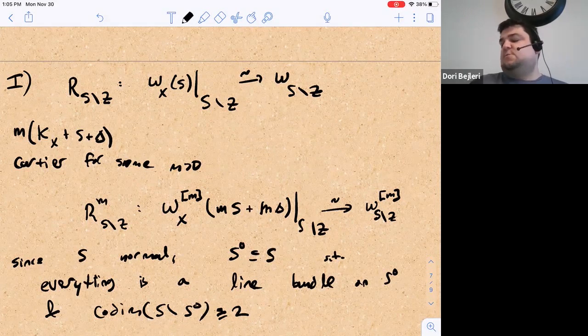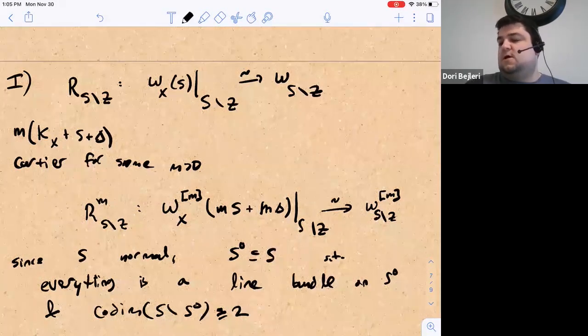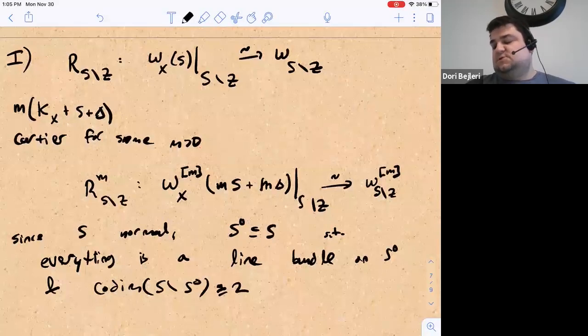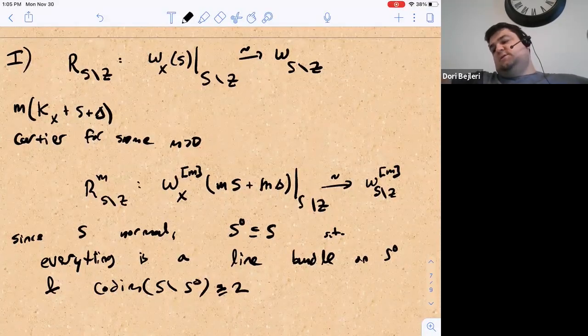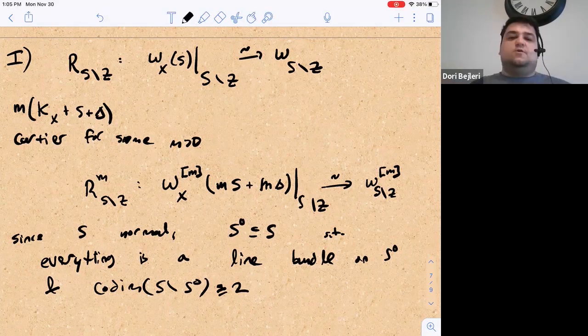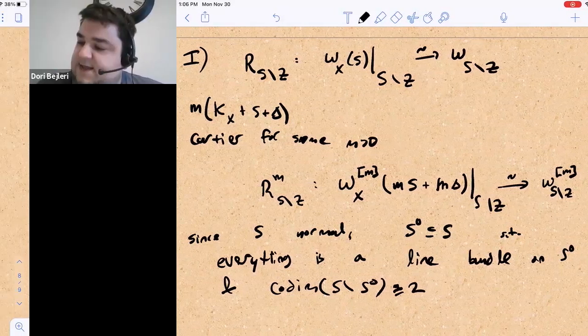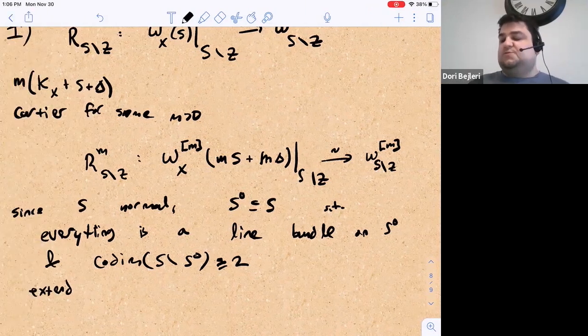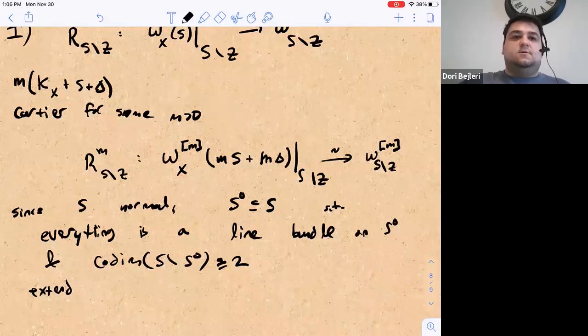So we know that if S is normal, then it's smooth in codimension 1. It's non-singular in codimension 1, and so we can extend this R to some rational isomorphism between line bundles on a subset whose complement is codimension 2. So now we have this rational isomorphism on S0 between line bundles. But anytime you have a rational isomorphism between line bundles, there's going to be unique divisors that you're twisting by to make it an actual morphism.